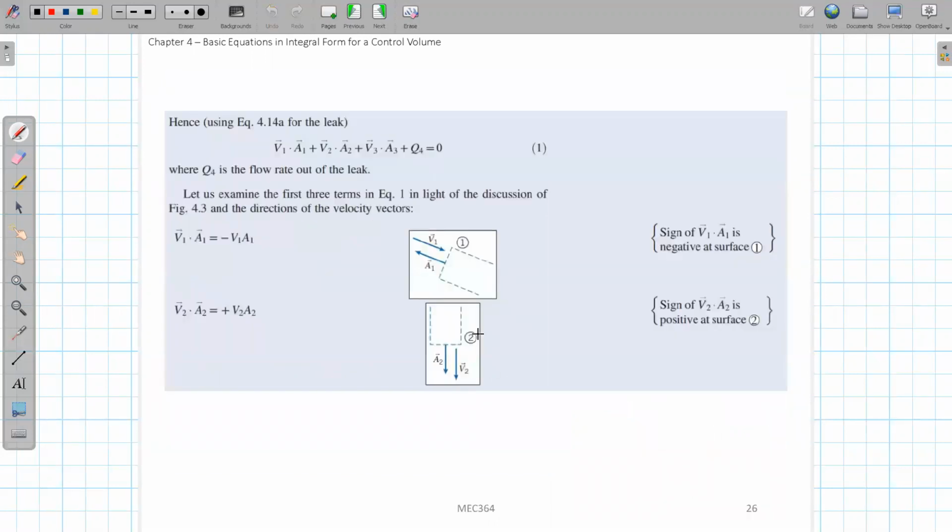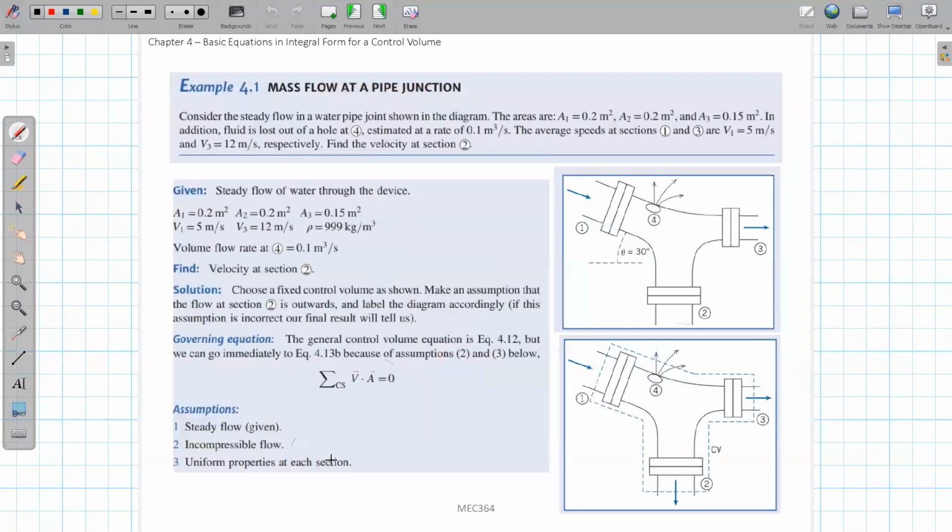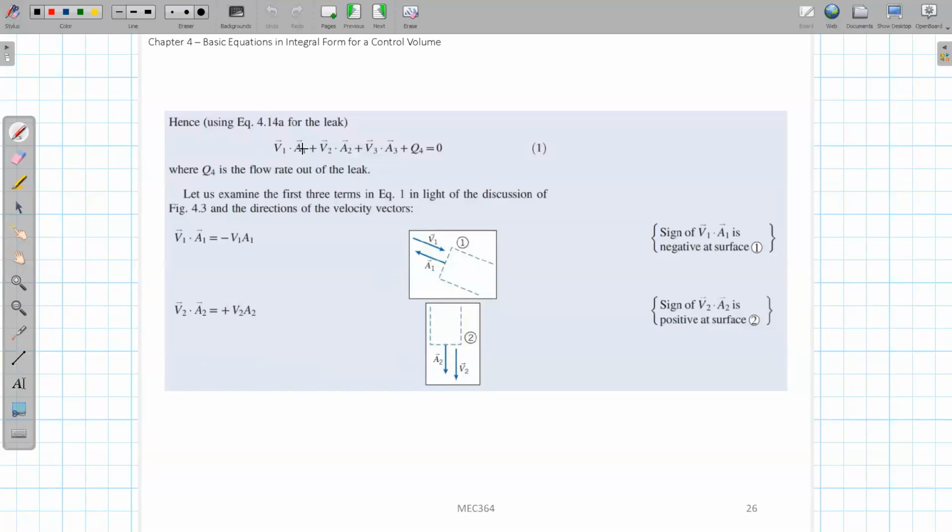So we just need to calculate each term, right? Basically, we use the correlation we have here: the sum of v vector dot area vector equals 0. You simply get V1 dot A1, the vector product between the velocity and the area at the inlet position, and the same kind of product at the outlet positions. And Q4 is the mass flow rate leaking from the small hole. Let's take a look at each term.